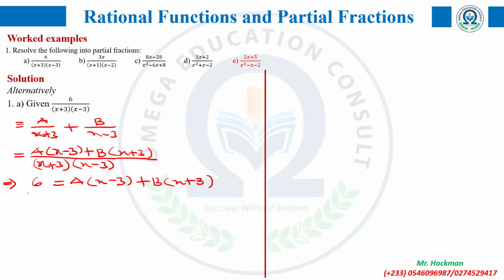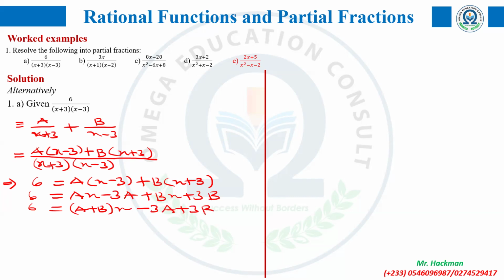So I'm going to write 6 will be equal to our expansion, which will give me ax minus 3a, then plus 3bx, plus 3b. After expansion, remember, we should always combine like terms. So this and this are alike, so I will get (a plus b) x. Then your constant will be minus 3a plus 3b. I cannot combine them.